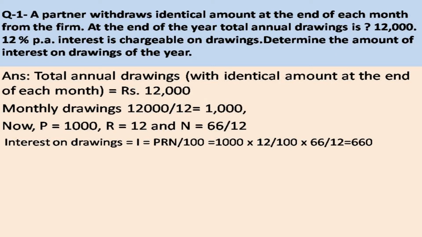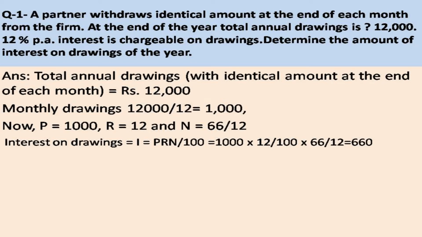Total annual drawing with identical amount at the end of each month is given as 12,000. We know that in 1 year 12 months are there, so monthly drawings is equal to 12,000 divided by 12, which is equal to 1,000. It means at the end of every month, 1,000 withdrawal is there.